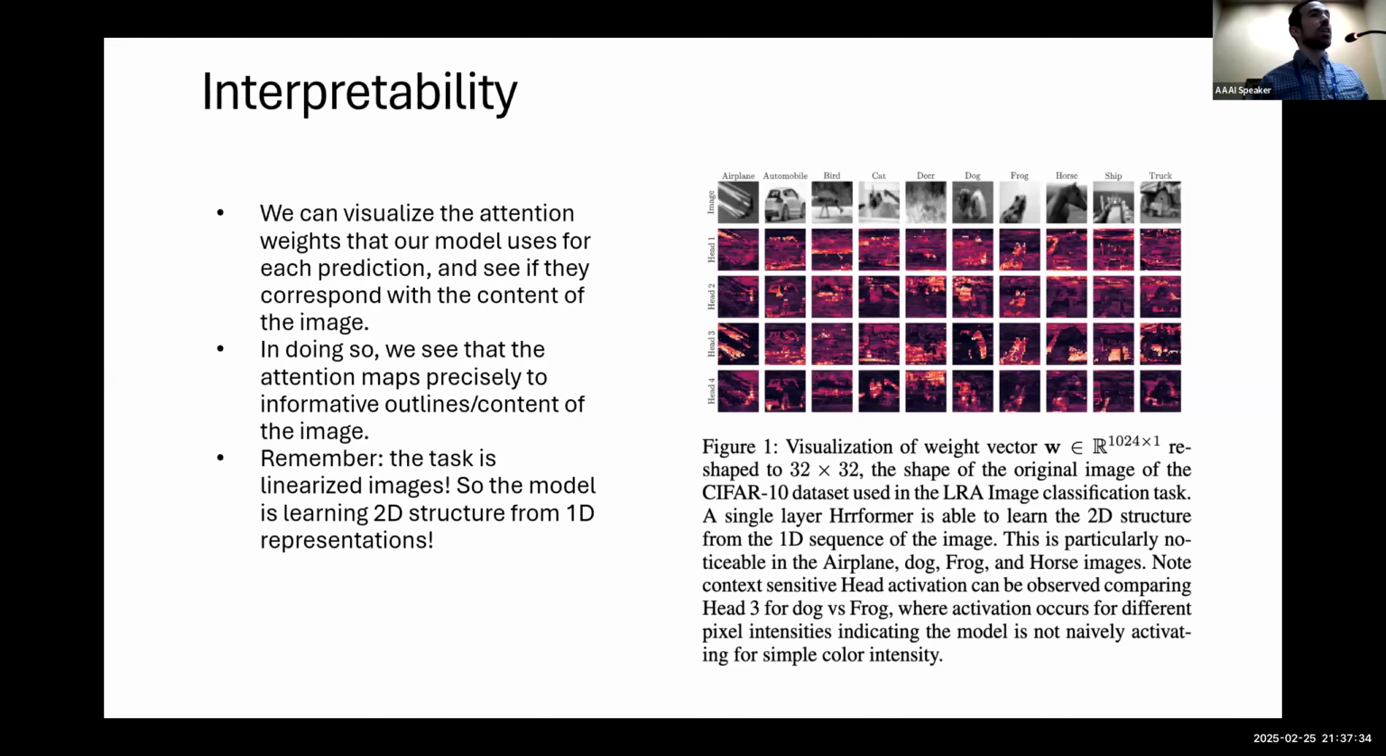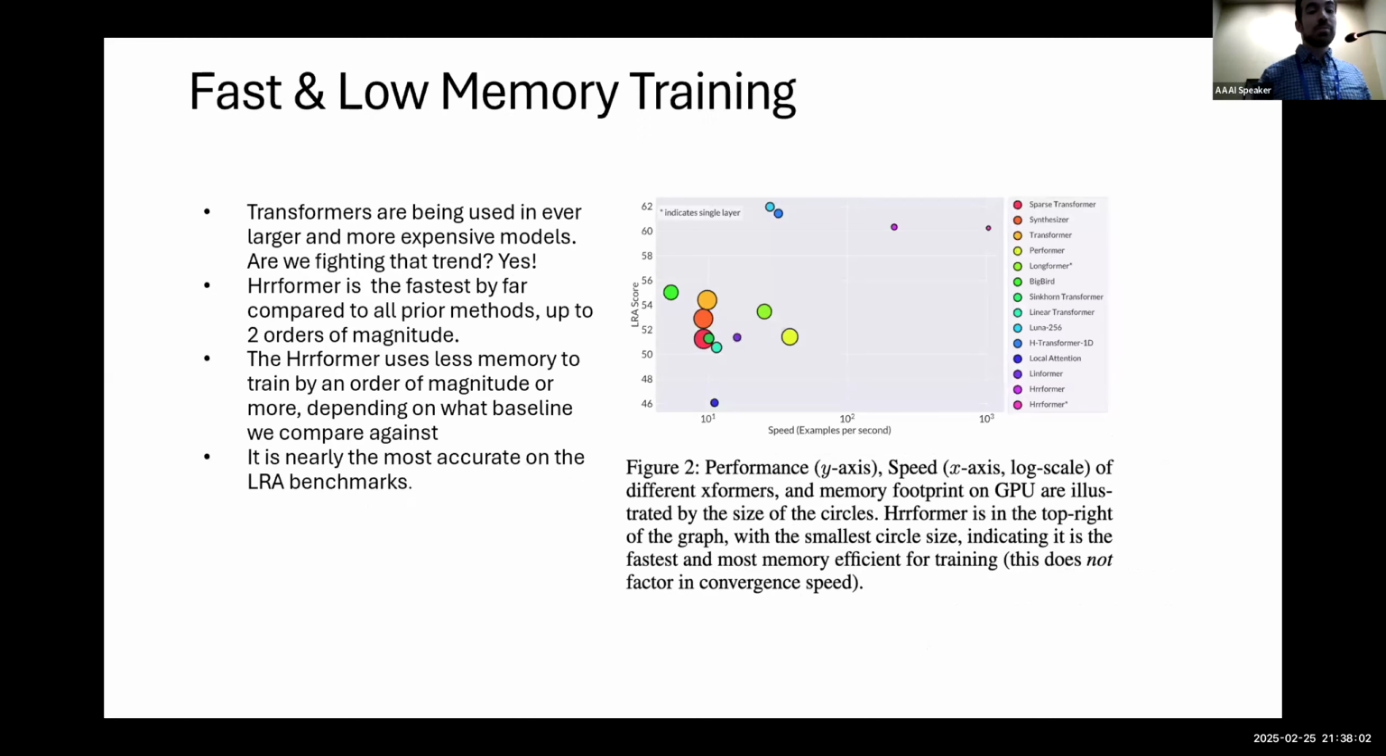We can take our softmax attention scores and visualize them to see what's going on. One of the tasks is to do basically CIFAR classification by seeing the pixels one at a time. And when we visualize our softmax attention, we see that the network is successfully learning the 2D structure from a 1D sequence of pixels, which gives us further confidence that our weird approach is actually learning to do something pretty cool and useful. And it's also very fast and very low memory.